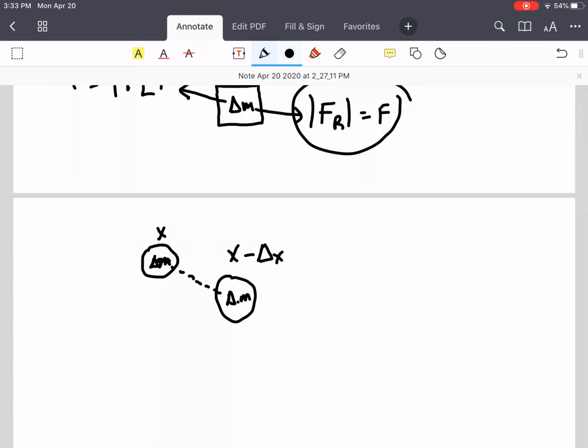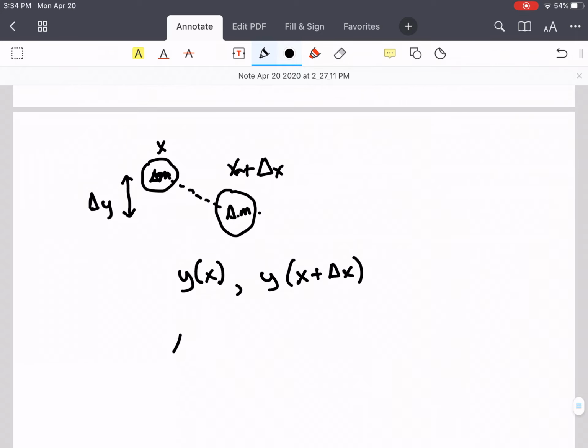And if I draw this out, what I can do is define the distance between them to be delta y. In other words, if I know the position at x, and I know the position of x plus delta x, I can define the difference between those as delta y: y of x plus delta x minus y of x. Right? So that's how far it is in the y direction.